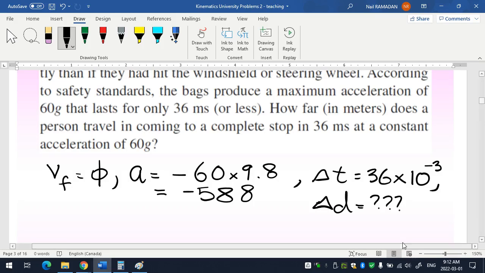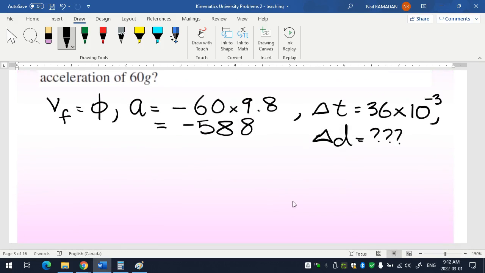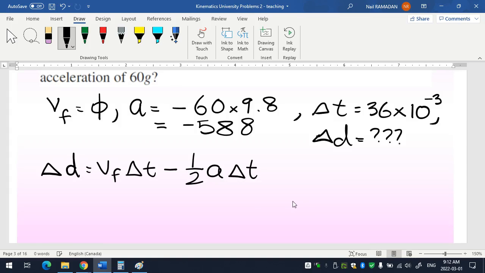Okay, so we write the equation. Delta D equals VF delta T, and is it the minus or the plus case? It's the minus case, and you've got the half, you've got the A, you've got the delta T, but the delta T has to be squared. It's quadratic in time. What's the good news about VF? It's 0, which means whatever it multiplies, it also zeroes out. So the whole first term is killed off because of the VF.